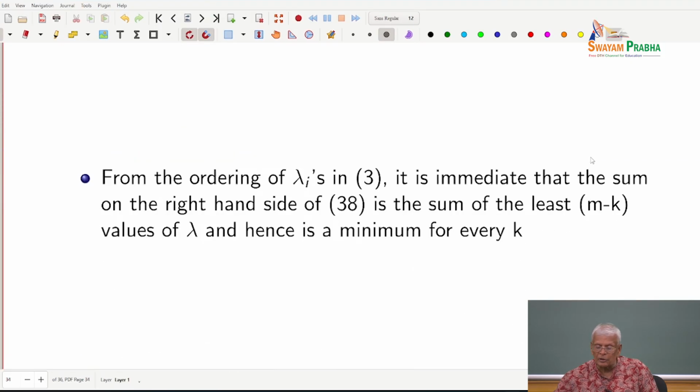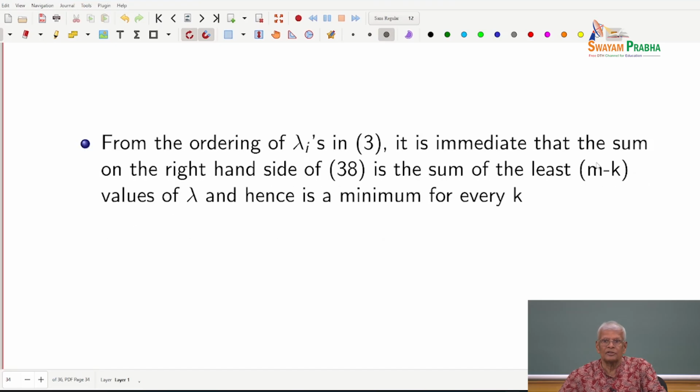So there is an inherent optimality. The ordering of the lambda i's from lambda 1 to lambda n, lambda 1 being the maximum, lambda n being the minimum, it is immediate that the right hand side of 38 is the sum of the least m minus k values of lambda, and hence is the minimum for every k.